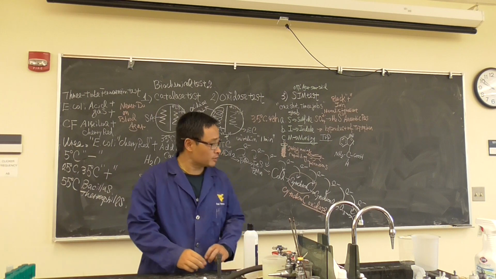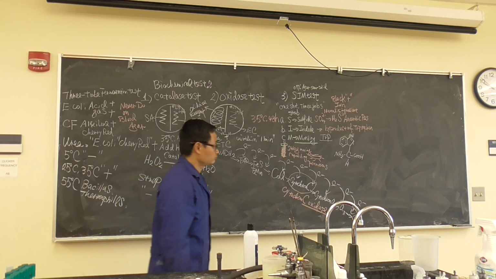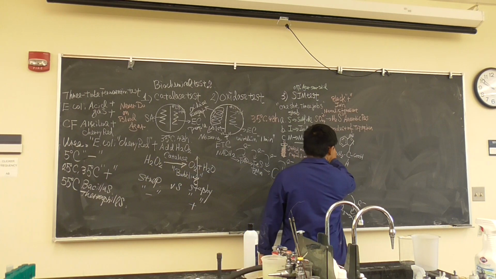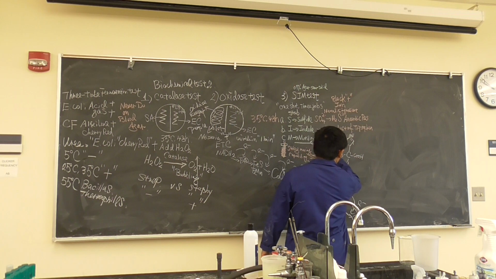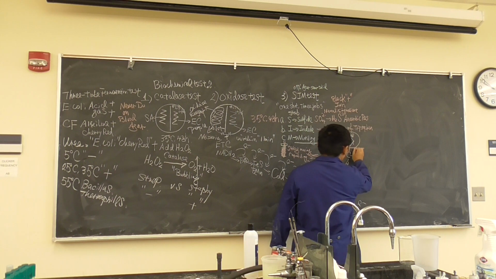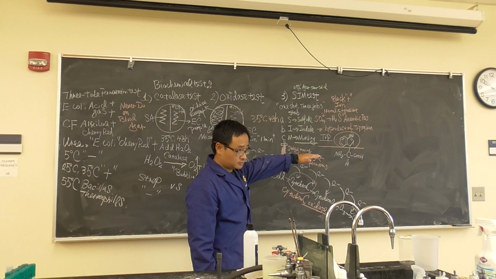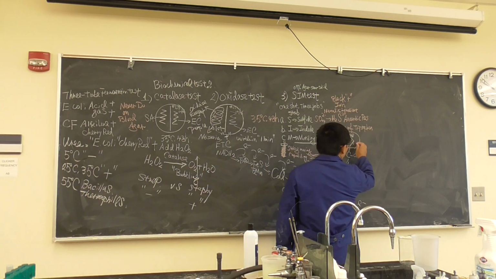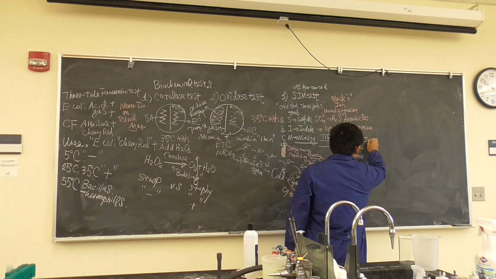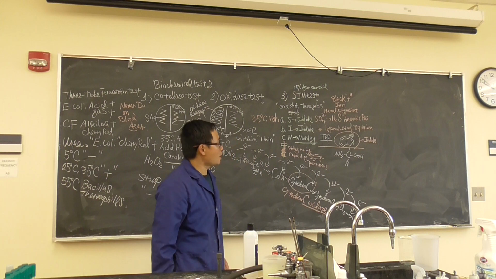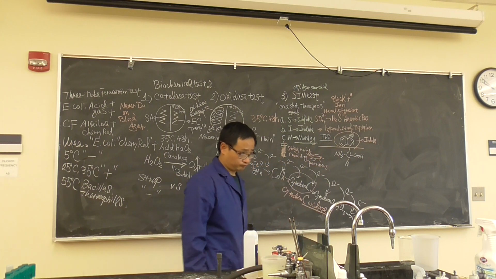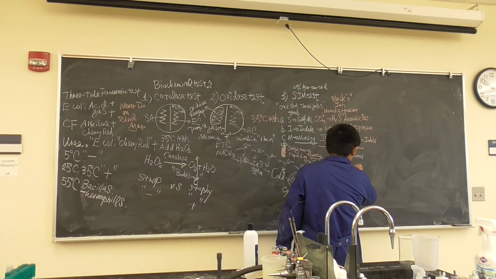Okay, bacteria can use tryptophan. If bacteria use tryptophan, they will cut right in the middle. What is this? Indole. Now, how do we know it is indole? We inoculated.